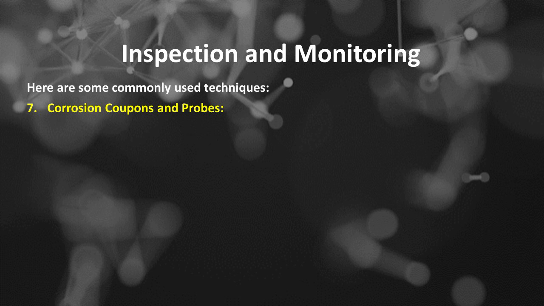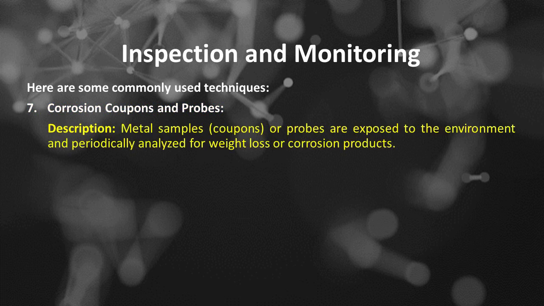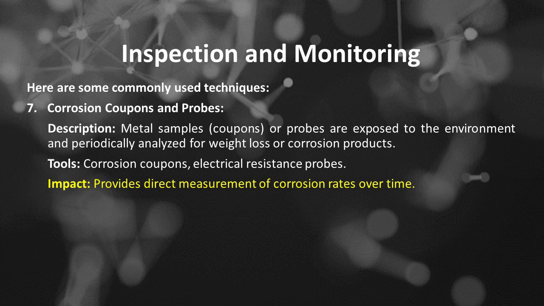Technique number 7 is corrosion coupons and probes. Corrosion coupons and probes description. Metal samples, coupons, or probes are exposed to the environment and periodically analyzed for weight loss or corrosion products. Corrosion coupons and probes tools: corrosion coupons, electrical resistance probes. Corrosion coupons and probes impact: provides direct measurement of corrosion rates over time.